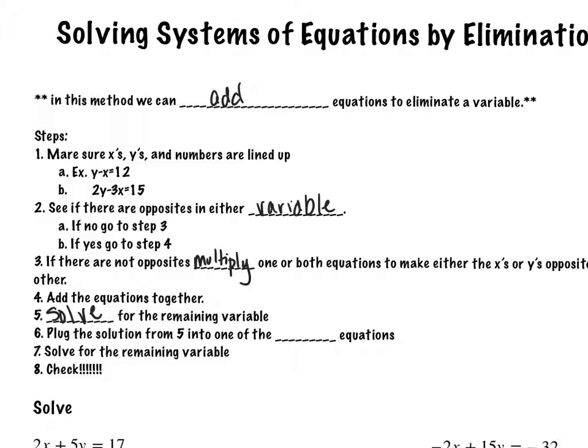Steps 6, 7, and 8 are exactly what we've been doing once we know one variable. We take that variable, plug that solution into one of the original equations, and solve for what we need to know. And then the 8th step: we always want to check these.